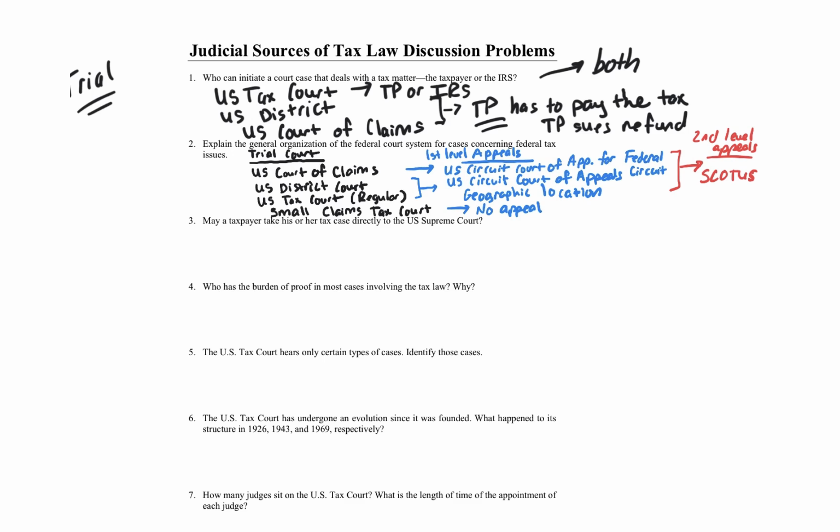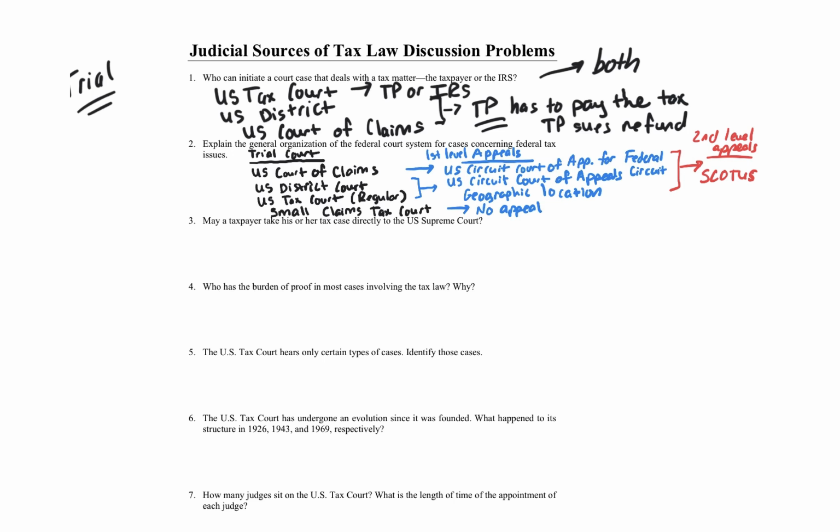Now, the Supreme Court of the United States does not have to hear any appeals. Again, first level appeals, U.S. Circuit Court of Appeals, they must at least consider the decision of the lower court. That's a requirement, unless it's small claims tax court. So that's the idea. All right, let's go on to question 3 now. So that answers that question, the general organization.